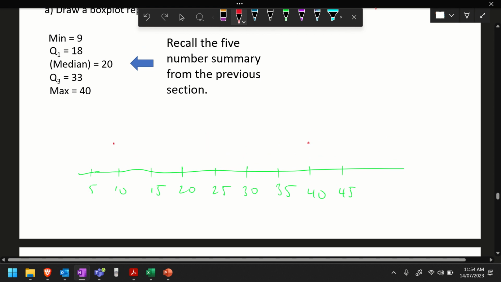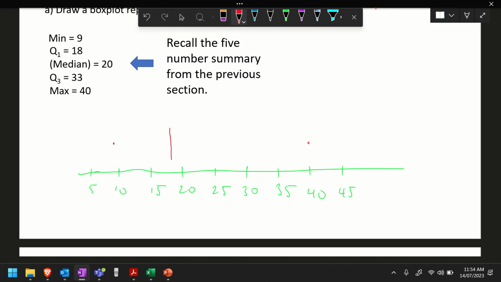Now, with the Q1, the median, and the Q3, instead of drawing dots, you're going to draw vertical lines. So for Q1, it's on 18. If that's 15, 18 is probably about here somewhere. So you're going to draw a vertical line. Median is 20, so I'll draw a vertical line on top of 20. And my Q3 is 33, so that's probably somewhere here. Just draw your vertical line. The next step from there is you make a box. From where your vertical lines began, just draw a line horizontally to make your box.